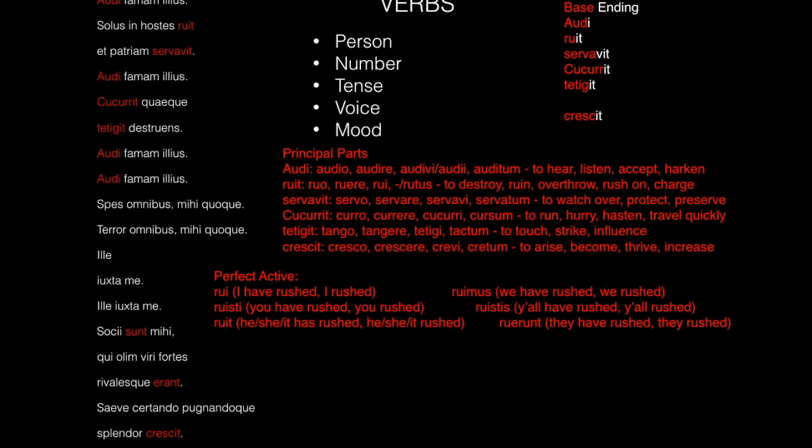Now, the last verb we're dealing with is crescit, which the IT looks like that third person perfect active, but you can see from the principal parts, crescit is related to cresco, not crevi. So it's actually the present, since it's from the first principal part. The present tense has personal endings of o, s, t, mus, tis, nt. So o for I, s for you, t for he, she, it, mus for we, tis for y'all, and nt for they. Using the present tense at the end of this song makes good sense.